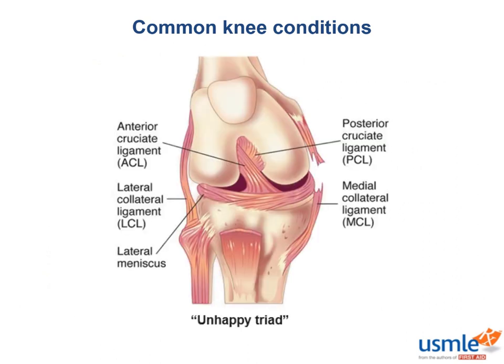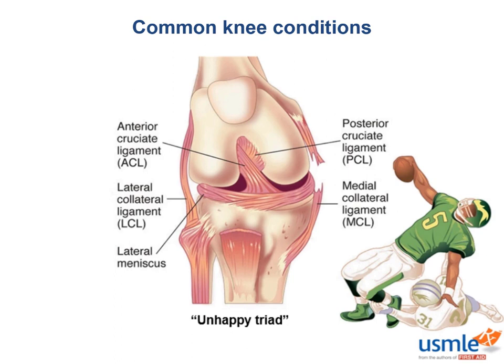Now, let's take a look at this knee. If I told you this knee was a football player's, could you imagine how that happened? Now, if this is what you're thinking, you're right. What is the unhappy triad? Now, imagine your favorite football player that's running for the end zone. To stop him, a defending player may dive through his legs, often from the side. Now, the resulting hit to the lateral portion of the knee would cause three injuries.